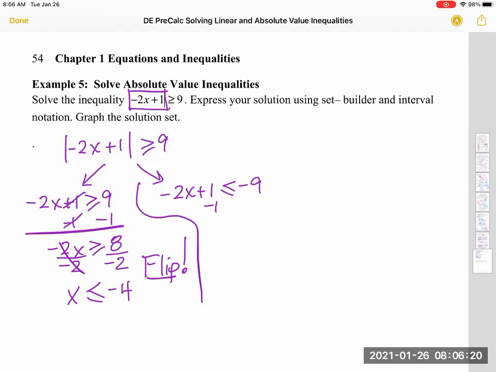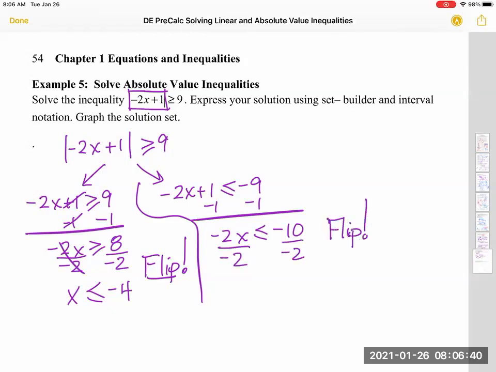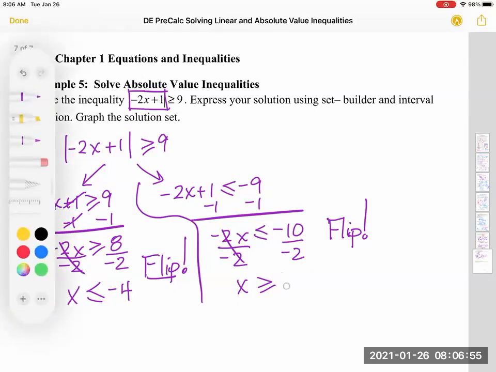Over here, if we subtract 1 from both sides, we're going to get negative 2x is less than or equal to negative 10. Then divide by negative 2. We've got that situation again, so don't forget to flip the sign. So x is greater than or equal to, positive, not negative, positive 5.